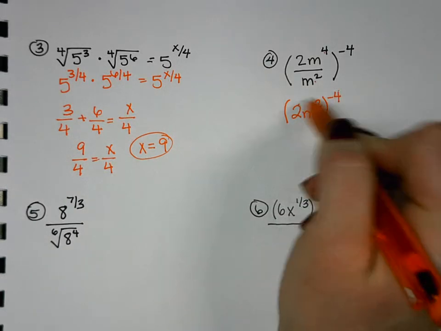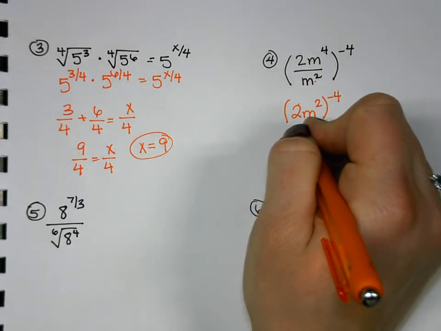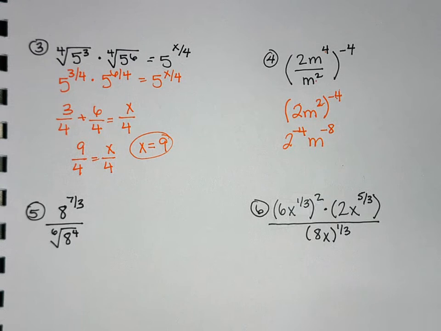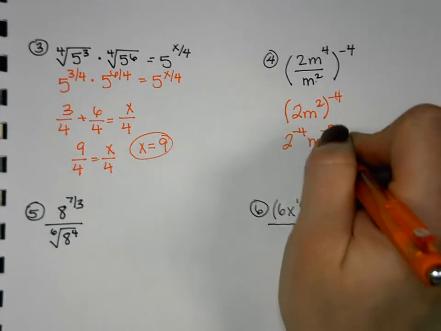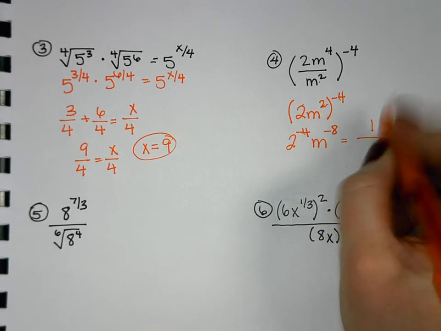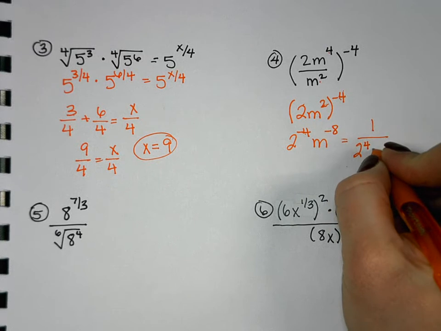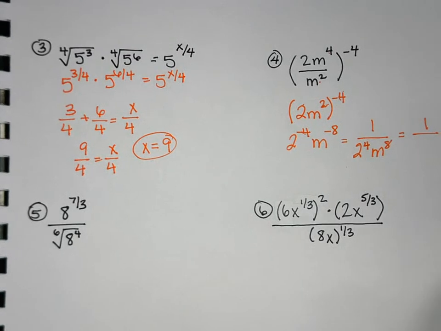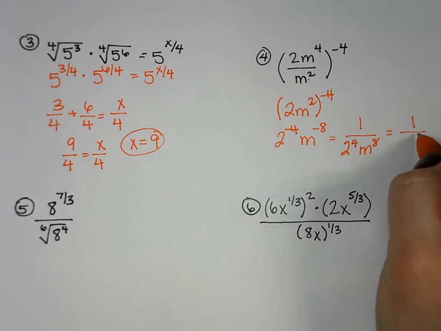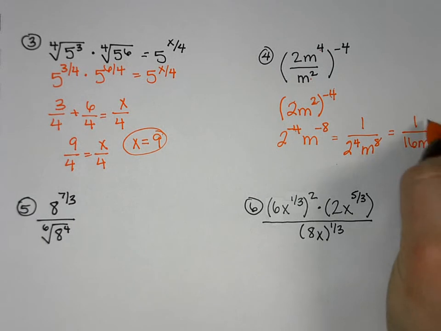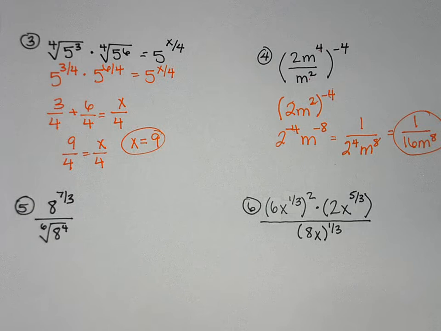Now we can put that negative 4 through to both terms, so 2 to the negative 4, m to the negative 8, because we have a power to a power, so we're going to multiply. Now we can go ahead and take the terms that have negative exponents, which is all of them, and move them to the denominator, so 2 to the 4th, m to the 8th. And then last step would be figure out what is 2 to the 4th. So 2 times 2 is 4, times 2 is 8, times 2 is 16. So 16m to the 8th on the bottom would be your final answer.